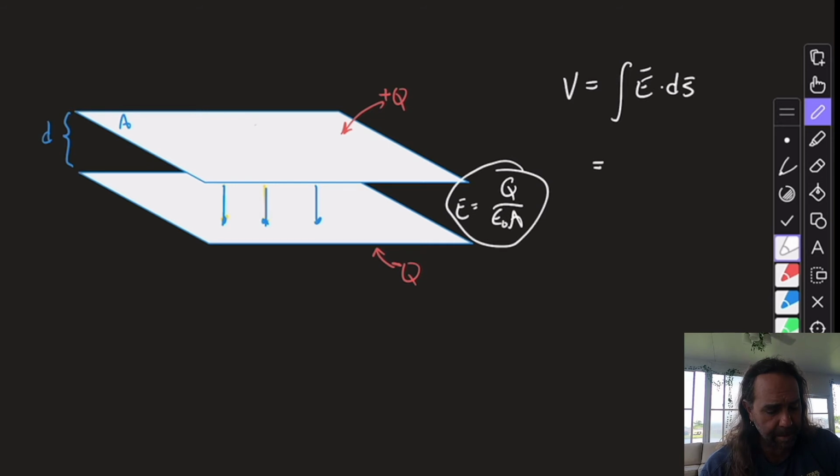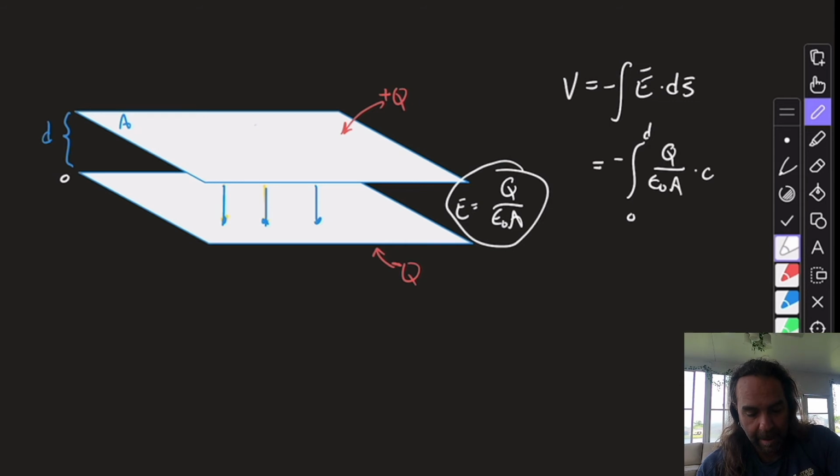For this case, I'll use the bottom one as my zero, and I'll go the other direction. I'll put the negative sign there. That way, I put the negative sign in it because I realize if I don't do that, somebody's going to screw this up, and I don't want that to be screwed up. So there's the negative sign. Let's go ahead and do this from 0 to d, my electric field Q over epsilon naught A dot ds.